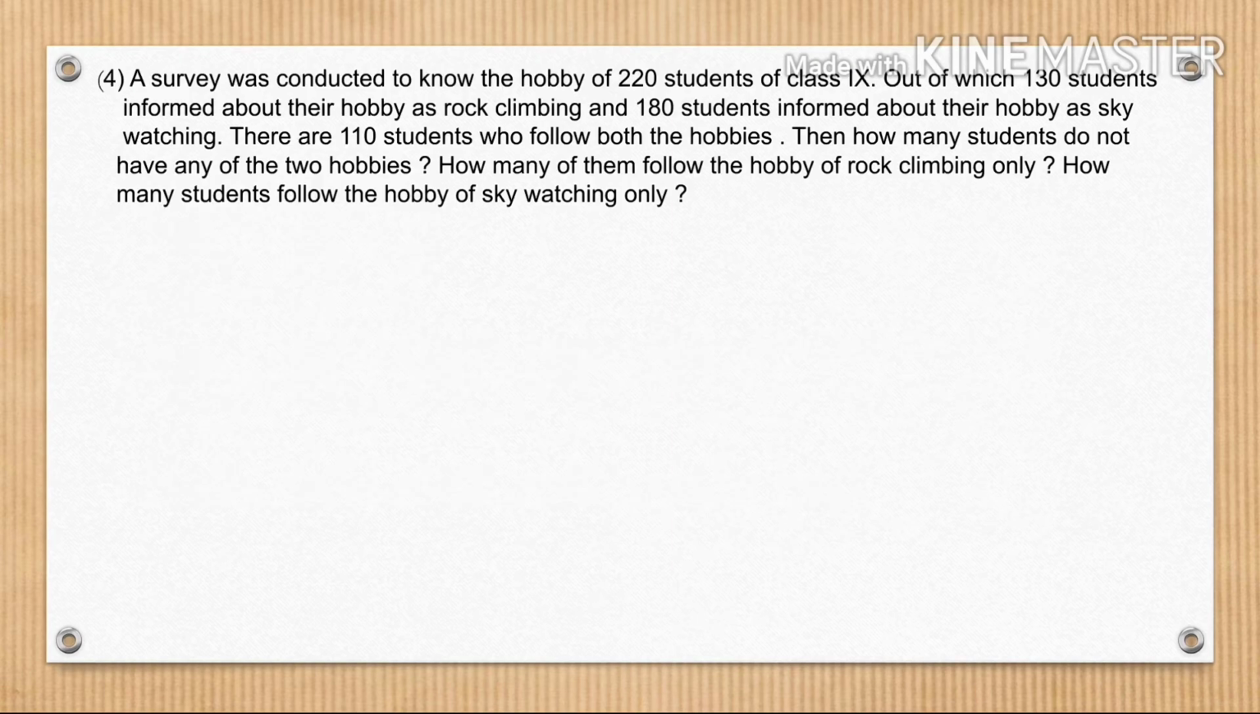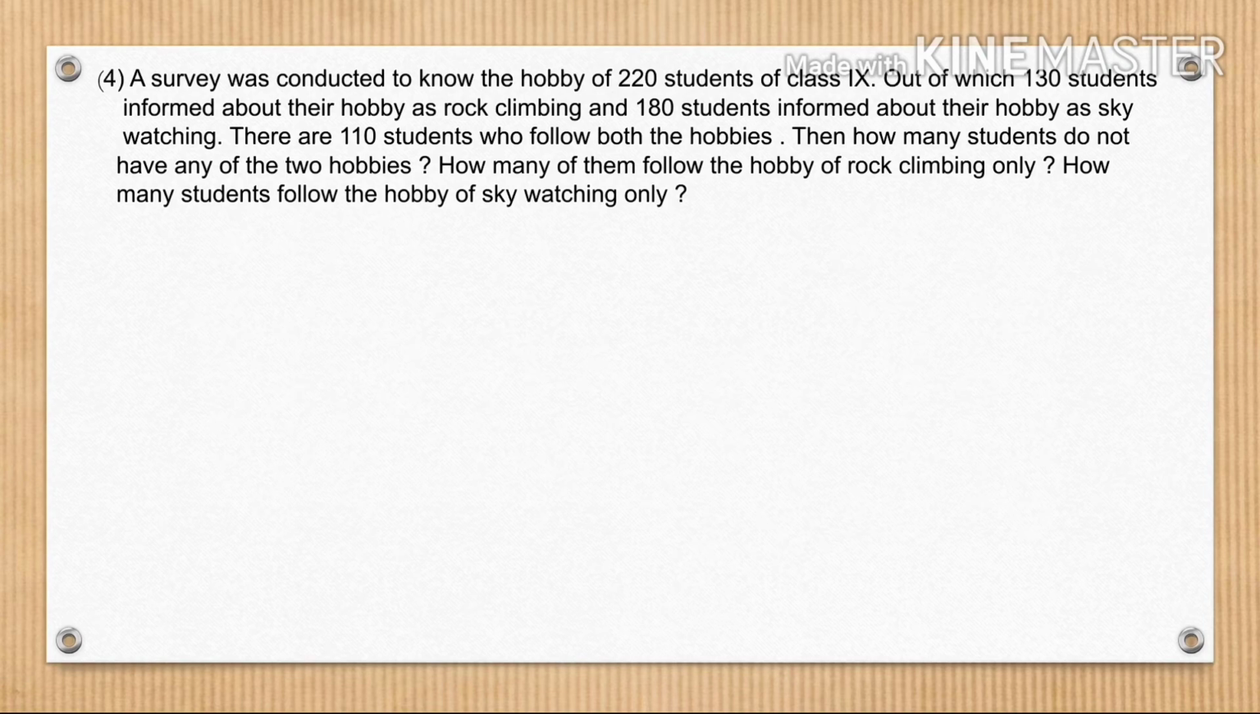Example 4. A survey was conducted to know the hobby of 120 students of class 9, out of which 130 students inform about their hobby as rock climbing and 180 students inform their hobby as sky watching. There are 110 students who follow both the hobbies. Then, how many students do not have any of the two hobbies? How many of them follow the hobby of rock climbing only? How many students follow the hobby of sky watching only?